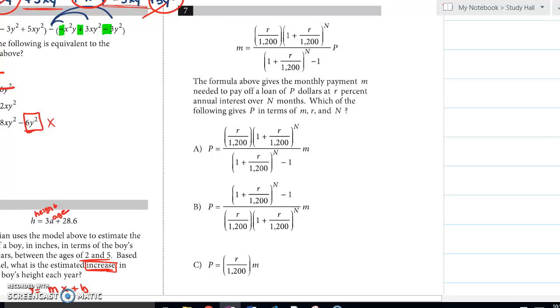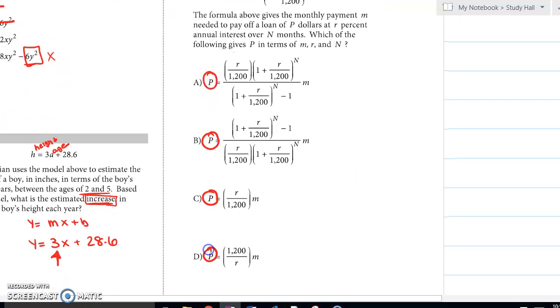So it says the formula above gives the monthly payment M needed to pay off a loan of P dollars at R% annual interest over N months. Well, that's interesting, but that's a lot of information. Which of the following gives P in terms of M, R, and N? So my observation is that the original equation is M equals, and all of my answers are P equals.